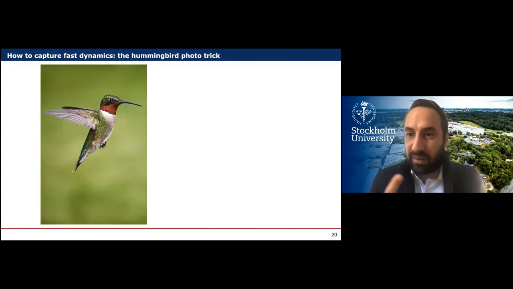The best you can do is a nanosecond, a bit better than that. So the idea to do this ultra fast experiment is to use the same trick they used to take the picture of the hummingbird's wings. And how do they do it?